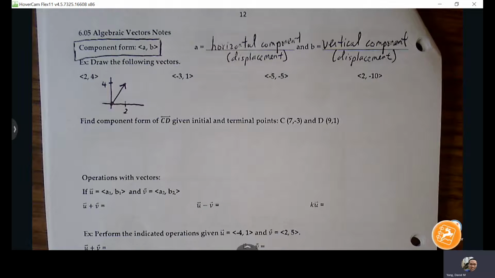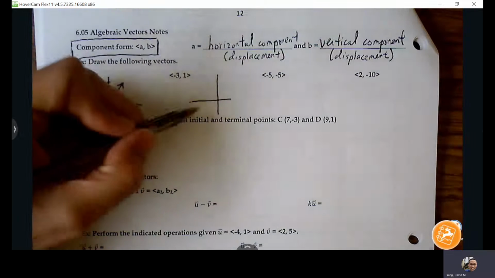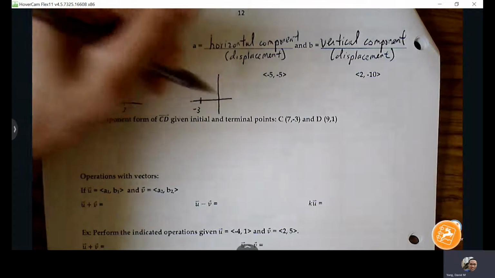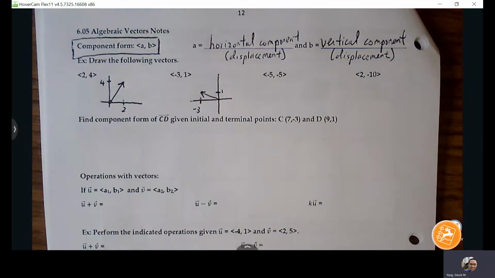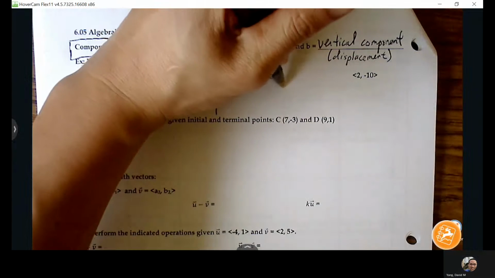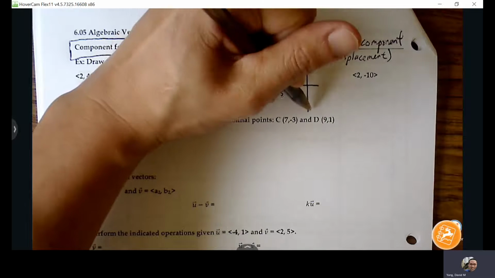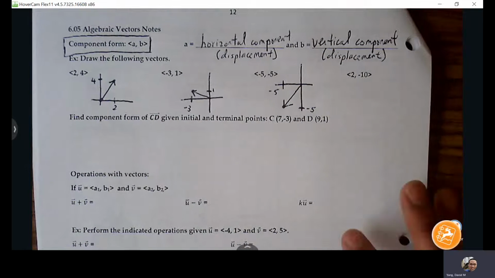Okay, any questions with the first example? Okay, second vector, horizontal component of -3, vertical component of 1. So 3 units to the left, 1 unit up. Next one, vector with horizontal and vertical component both negatives. Yep, third quadrant. And then 2, -10, fourth quadrant.